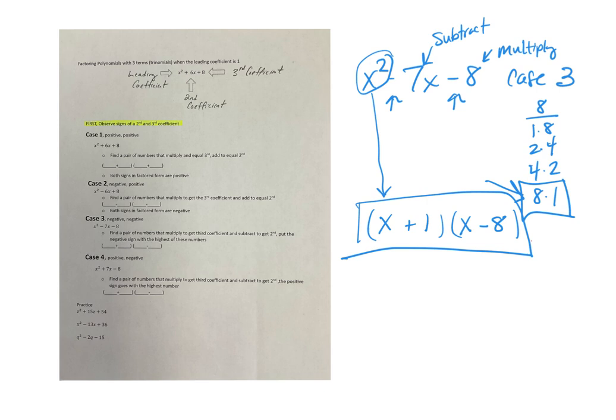Okay, now if I have x squared plus 7x minus 8, this is a case 4 where I have a positive sign and then a negative sign. So my first term is going to be x to get this x squared. Case 4 tells me that I need two numbers that multiply to get 8 and subtract to get 7. So that's going to be 8 and 1 again. And then it tells me that the positive sign goes with the highest number. So I put the positive with the 8 and the negative with the 1.